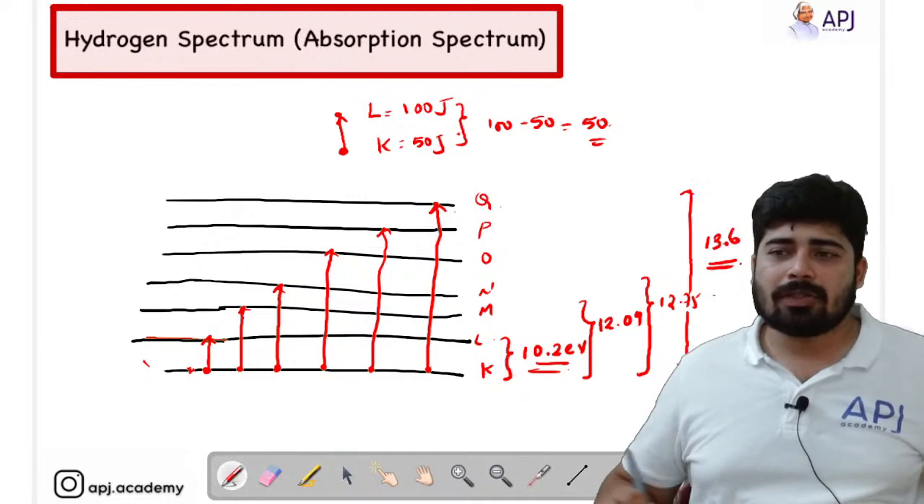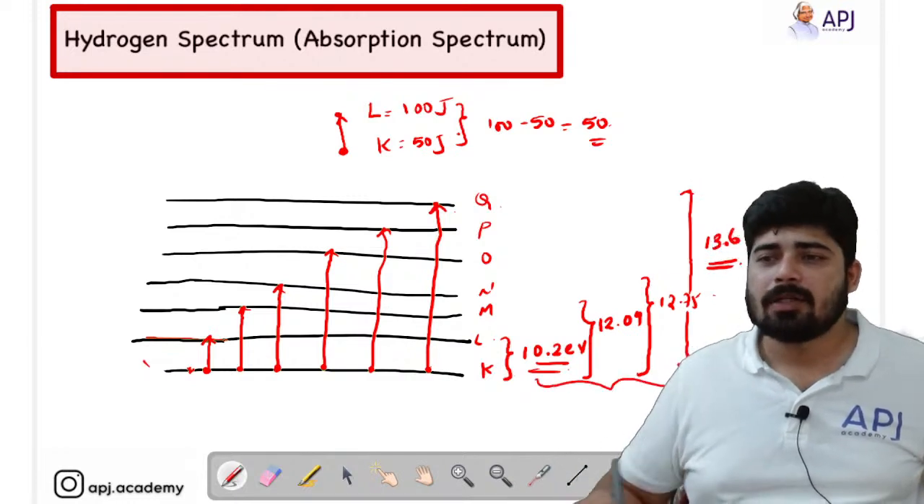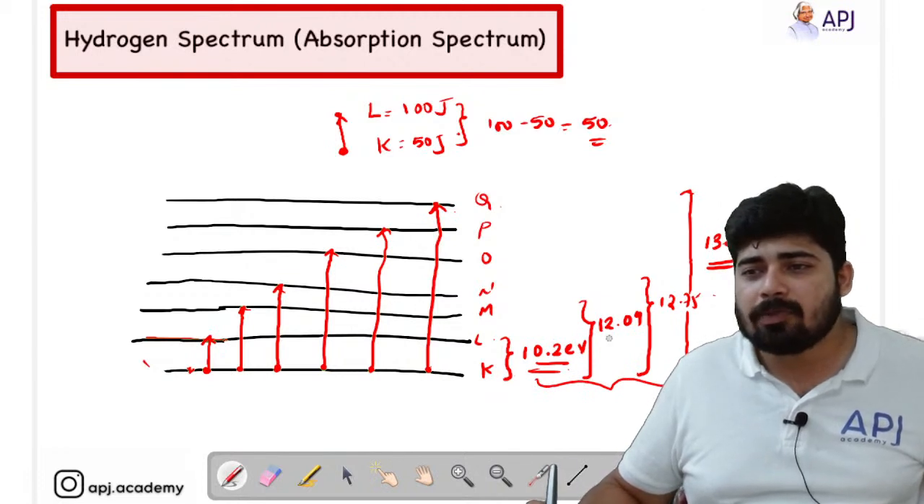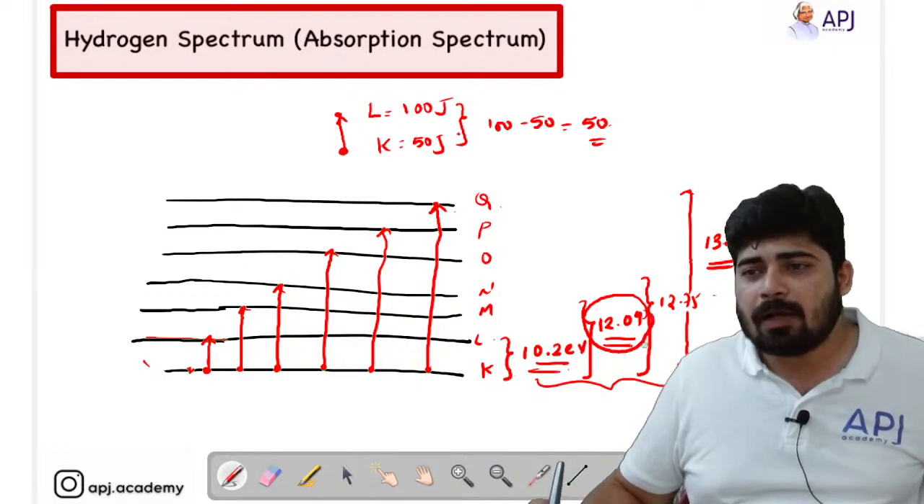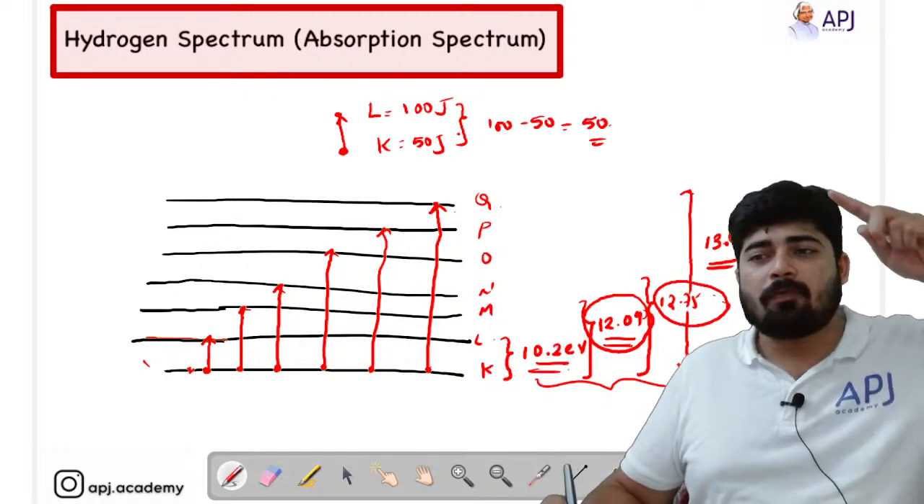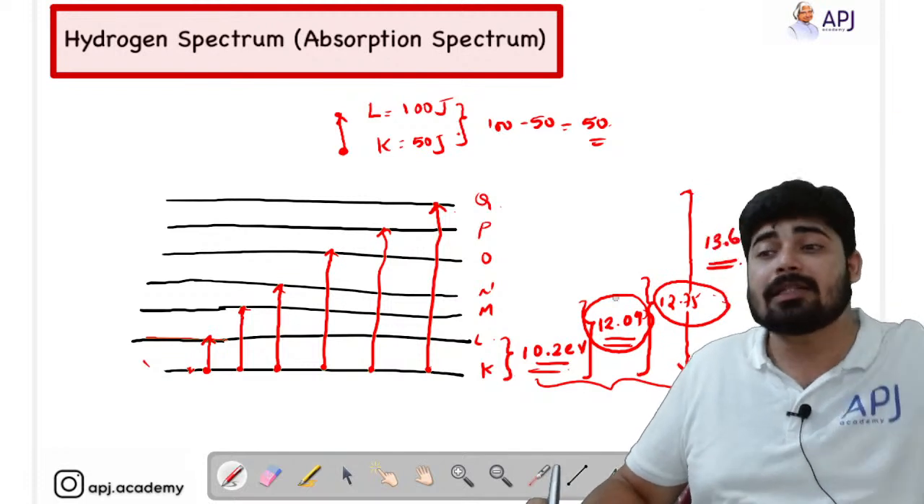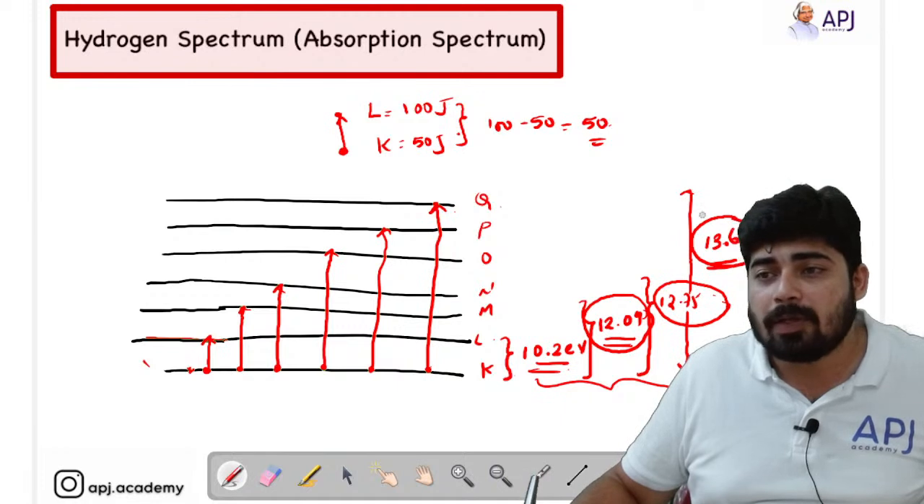Okay, so these values you have to keep in mind. An electron jumps from 1 to 3 only when it absorbs 12.09 electron volt. It jumps from 1 to 4 when it absorbs 12.75 electron volt. The electron jumps from 1 to the last shell, that is the seventh shell, when it absorbs an amount of energy of 13.6.